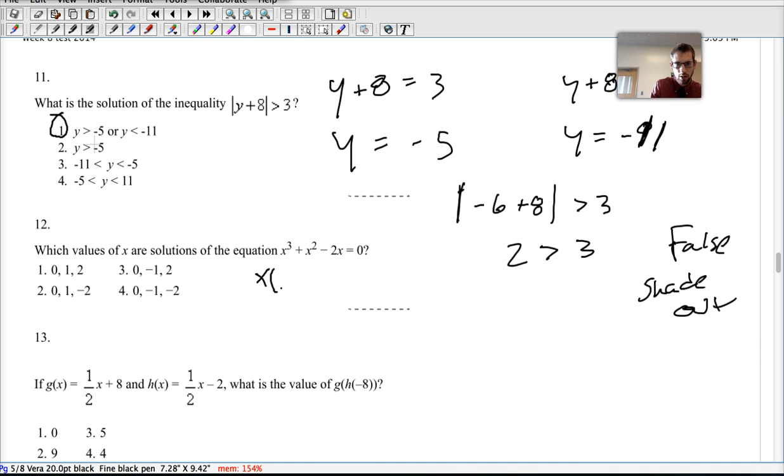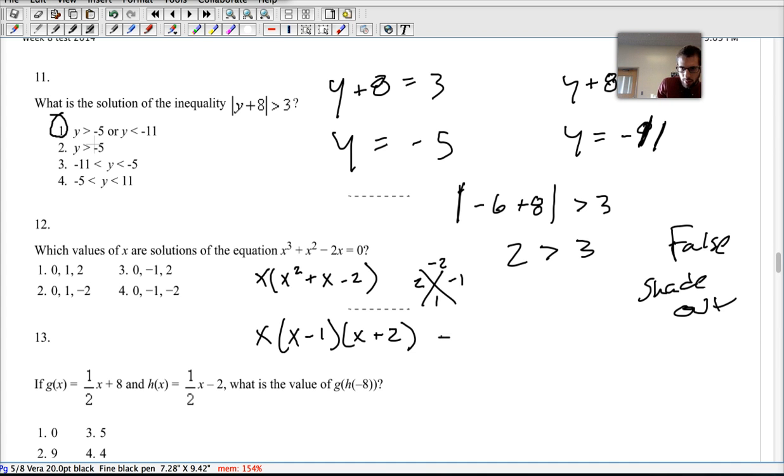Alright, so now I get to factor this to find the solution. So I'm going to factor out an x. So I have x squared plus x minus 2. Alright. And then I can factor again. So numbers that add to 1 and multiply to negative 2 would be 2 and negative 1. So then this is going to become x minus 1, x plus 2 equals 0, which means that my solutions are going to be 0, because if this x is a 0, this whole thing becomes a 0. 1, because if I plug a 1 in here, this becomes a 0. And negative 2. So 0, 1, and negative 2 are my solutions to this problem. 12 is answer choice 2.